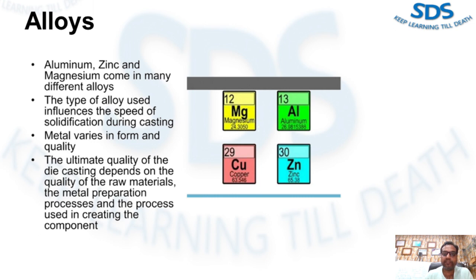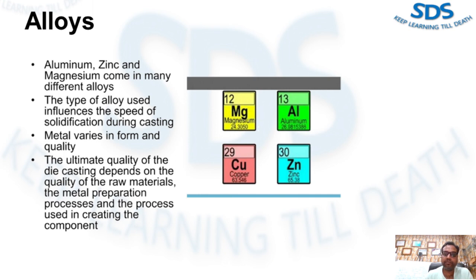The metal purchased to use in the casting can come in many different forms and may vary greatly in quality. The ultimate quality of the die casting depends on the quality of the raw material, the material preparation process and the process used in creating the component.